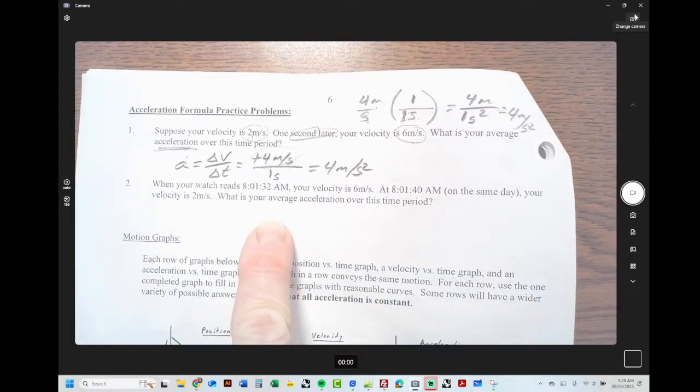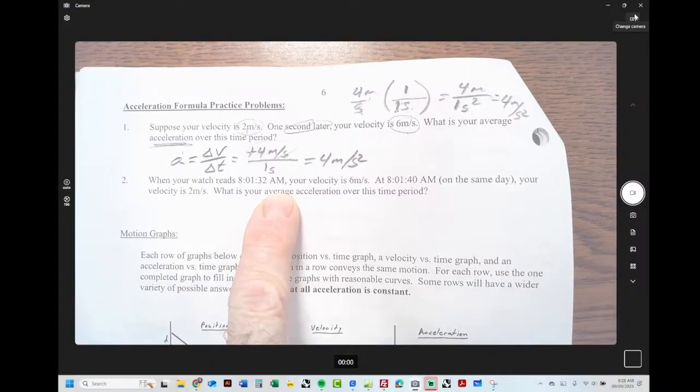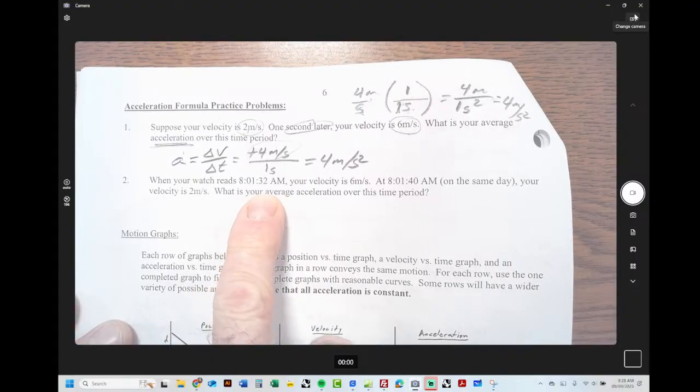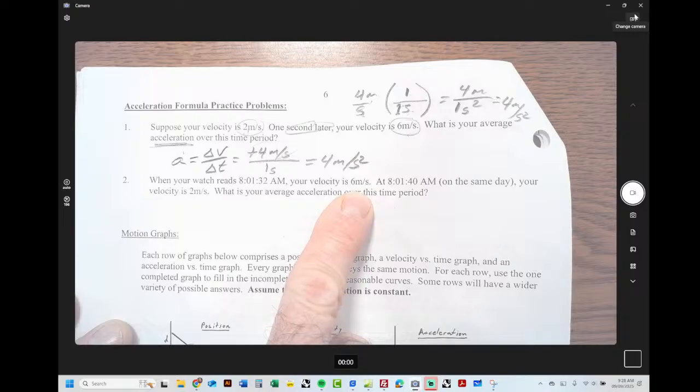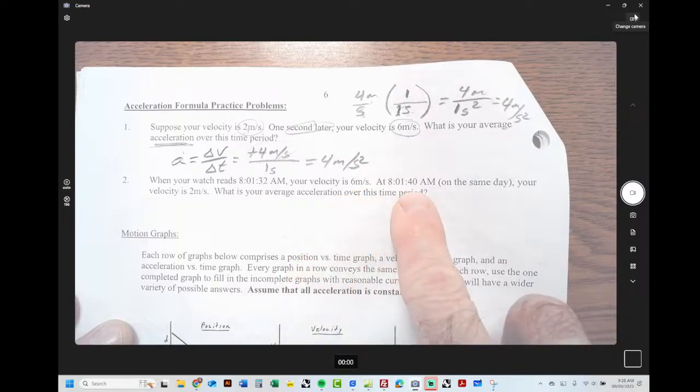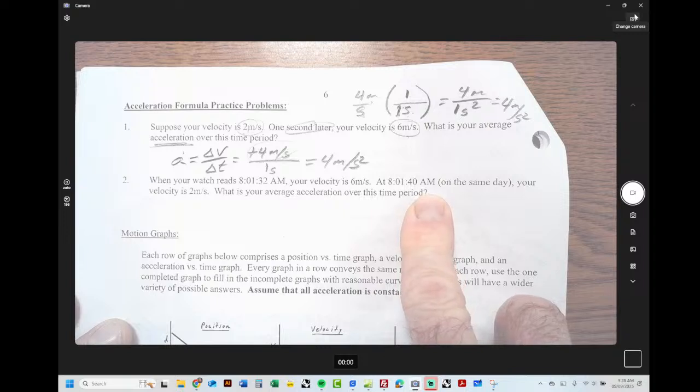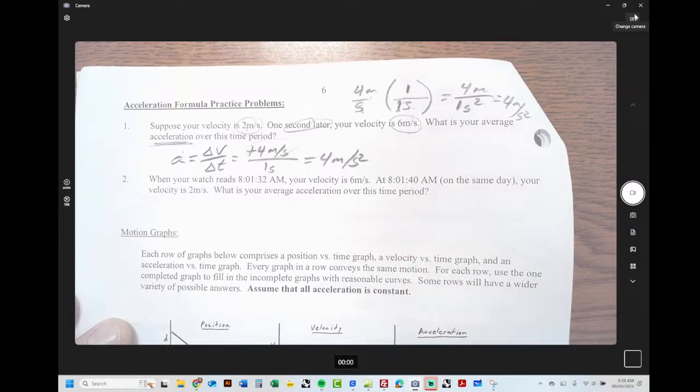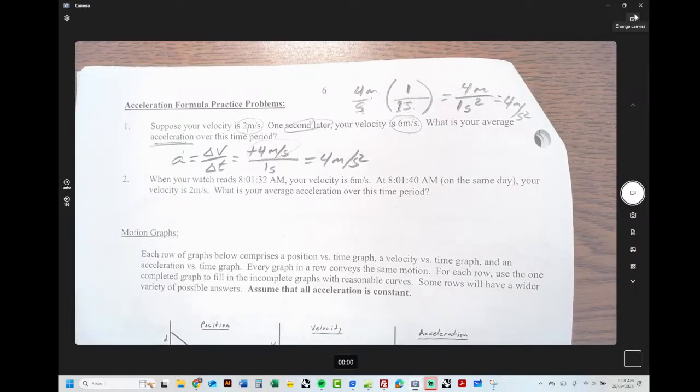Okay, number 2. When your watch reads 8:01:32 a.m., your velocity is 6 meters per second. At 8:01:40 a.m. on the same day, your velocity is 2 meters per second. What's your average acceleration over the time period? See if you can do that. I'm going to give you a little time. This one's a little trickier. Some of you could do it without the formula, but I would just try the formula.